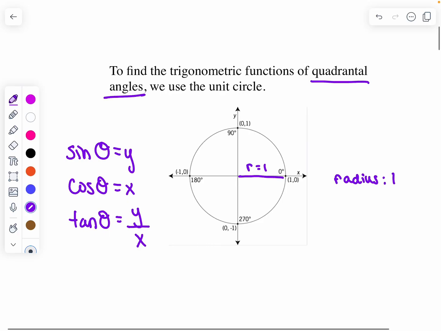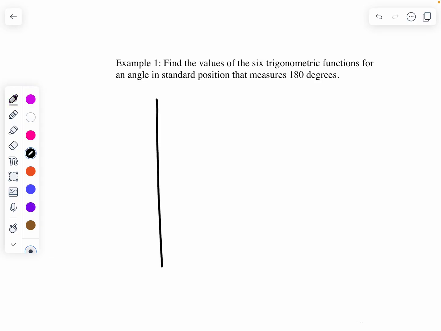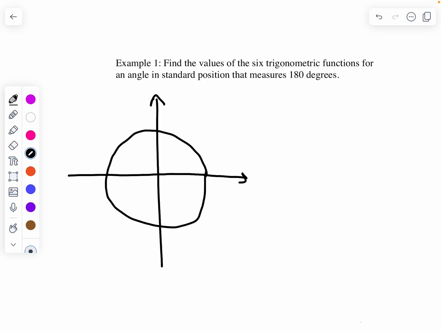So let's see one example that uses the unit circle. Find the values of the 6 trig functions, so sine, cosine, tangent, cosecant, secant, and cotangent, for an angle in standard position measuring 180 degrees. So I'm going to draw a unit circle, a circle with a radius of 1. I just need to draw the point at the angle we're looking at, which is 180 degrees. So the coordinates of that point where the unit circle crosses at 180 is -1, 0.